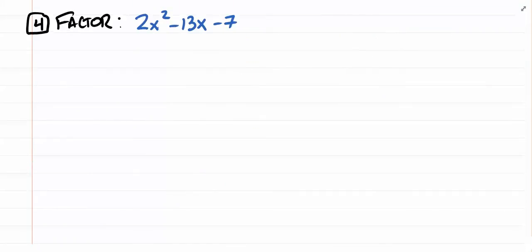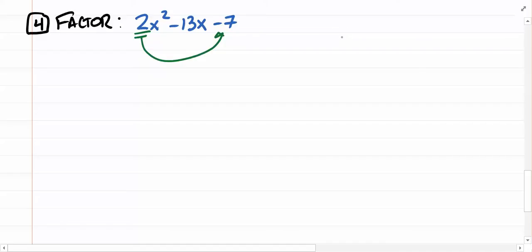Box number 4 is another example. I want to factor this quadratic trinomial. I'm noticing that my leading coefficient is not a 1, therefore I must split the middle term. So I'm going to multiply 2 times negative 7 and write down a new quadratic trinomial over here. X squared minus 13x, 2 times negative 7 is minus 14.